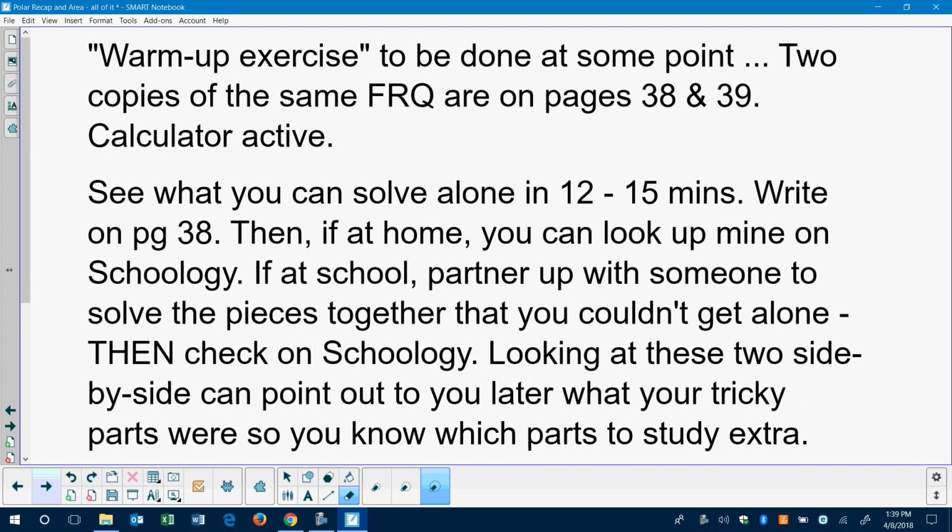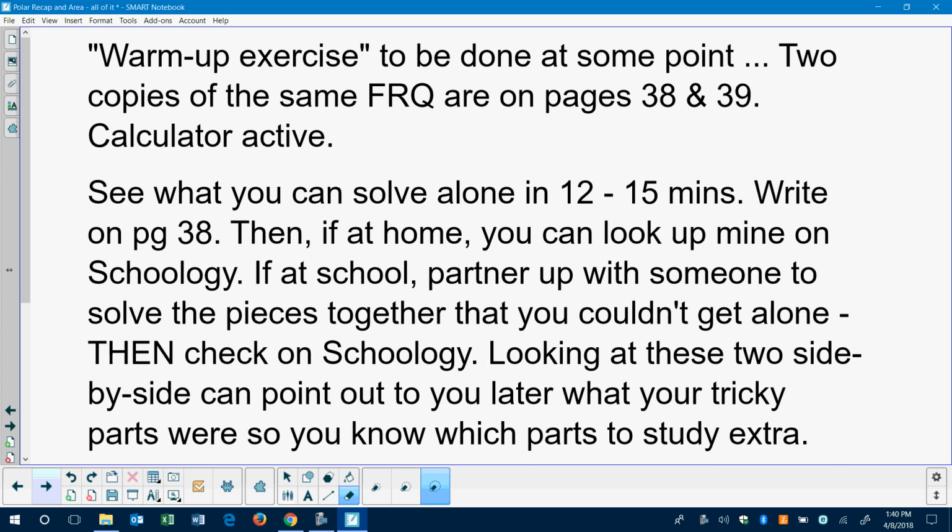Now, if we were in class in the same room together, I would have you all do a little warm-up exercise on pages 38 and 39. So on page 38, you see a free response question, a polar problem. It's calculator active. And I would give you maybe 10 minutes to work on that. Maybe not enough time, but around 10 minutes. And then I would ask you to turn to the copy of the same exact question that's on page 39 and buddy up with someone and do the parts that neither of you could figure out completely by yourself.